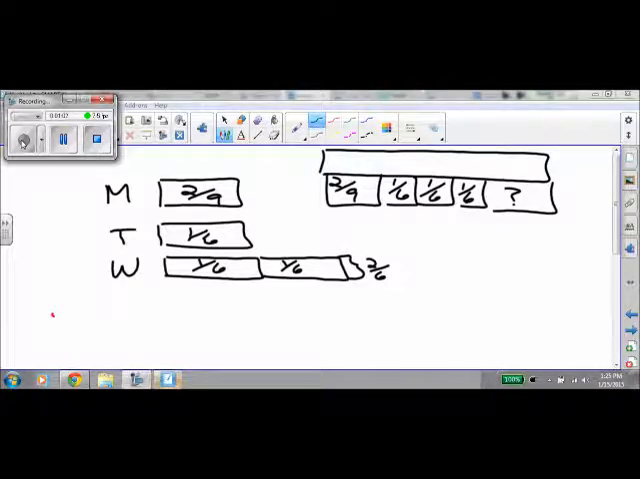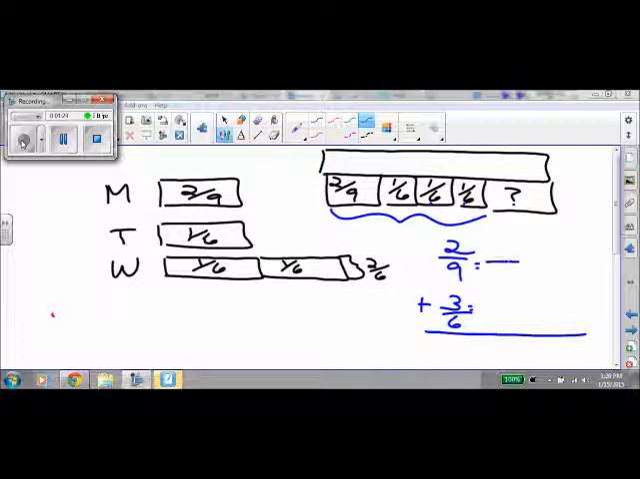Well, I can make this a little easier for myself because I need to add what he has read. So he read 2/9. I'm going to make it easy for myself by saying, okay, 1/6 plus 1/6 plus 1/6 is 3/6. So he read 2/9 plus 3/6.